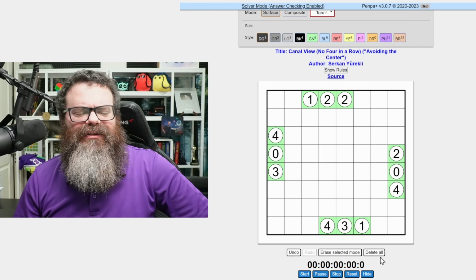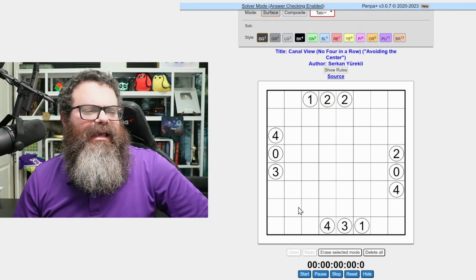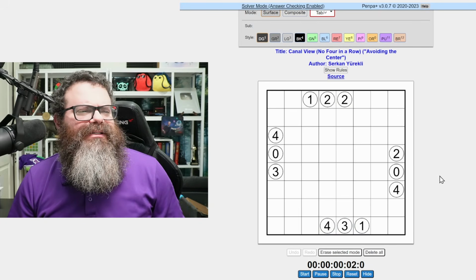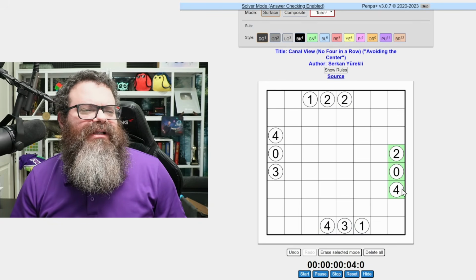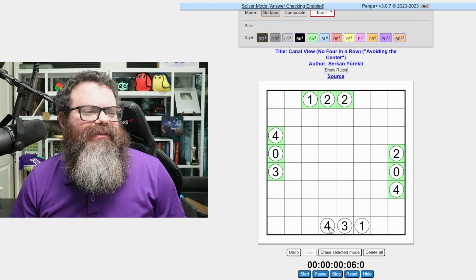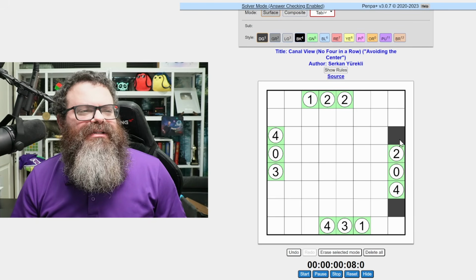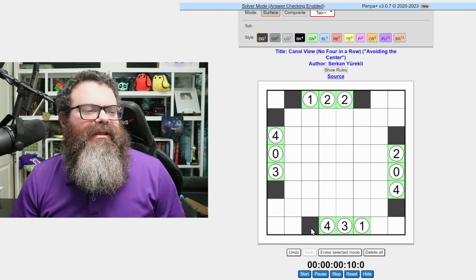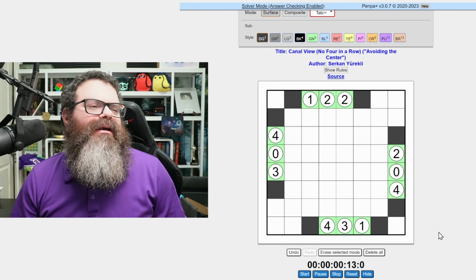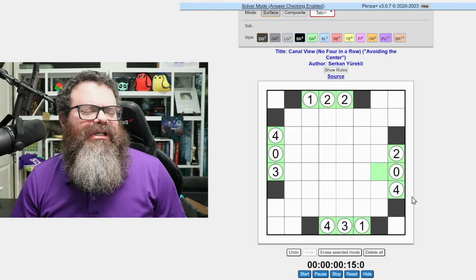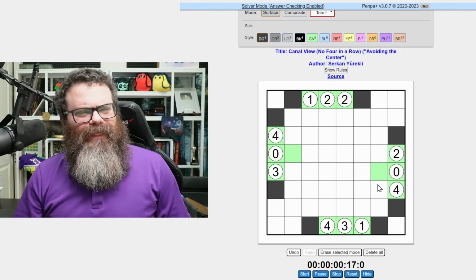There's a link in the description if you want to try it yourself. And I'm going to get started right now. All right, so first of all, these are all unshaded. And we can't have a run of 4 unshaded, so we immediately get that the ones around them are shaded. This 0 has to have an unshaded next to it, so does this 0.